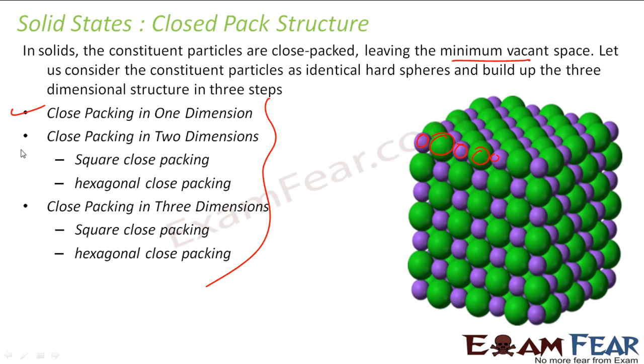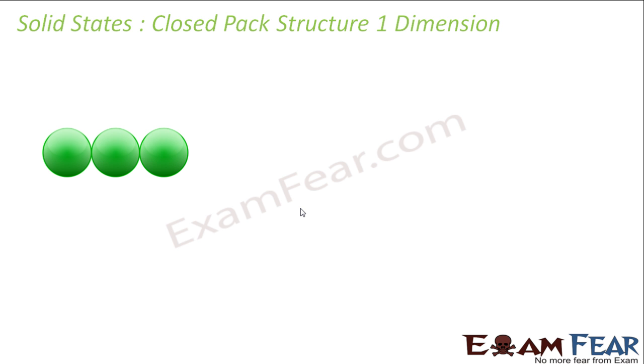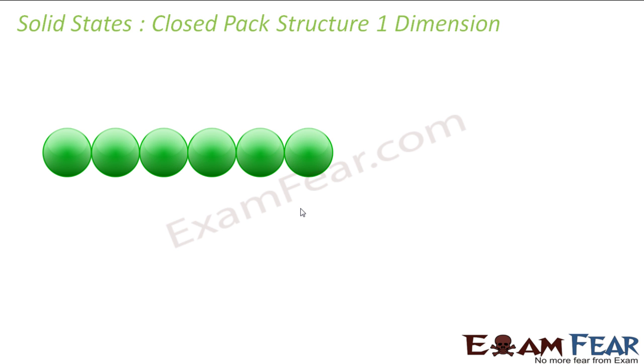We'll first pack in 1 dimension. We are assuming that this closed pack structure is made of spherical hard spheres, right? They are identical hard spheres. So let's take identical hard spheres and try to build the closed pack structure. First we'll create the 1 dimensional, then 2 dimensional, then 3 dimensional. Correct? So let's try the 1 dimensional thing. In 1 dimension, there is only one way to arrange the identical spheres, and that is to arrange them in a row, touching each other. That's it. This is the only way.